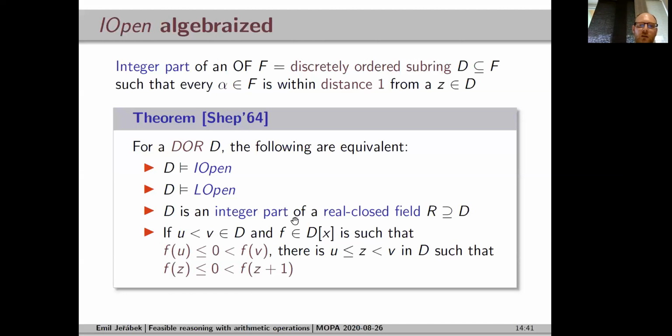And there is also a more explicit way to restate this condition, namely that if you have a polynomial with coefficients in this discretely ordered ring, and we know that it switches signs, so we have an interval where at the beginning it is negative and at the end it is positive, then we can pinpoint a number inside this interval where this switch happens. That is, there is a number where the polynomial is negative and it is positive at its successor. Beautiful.